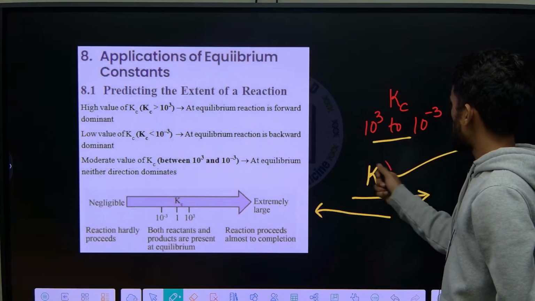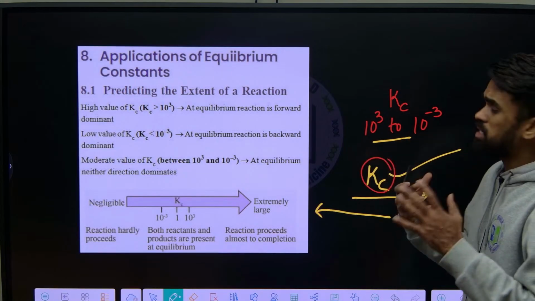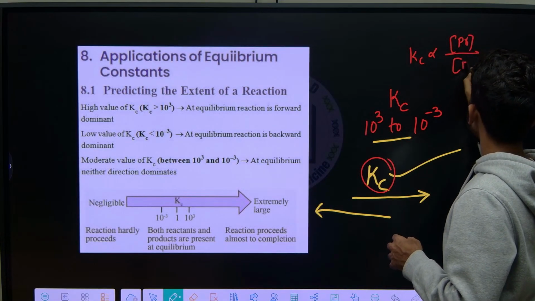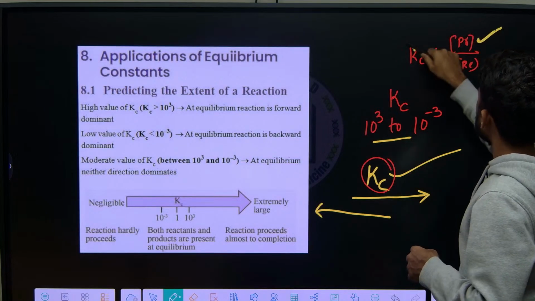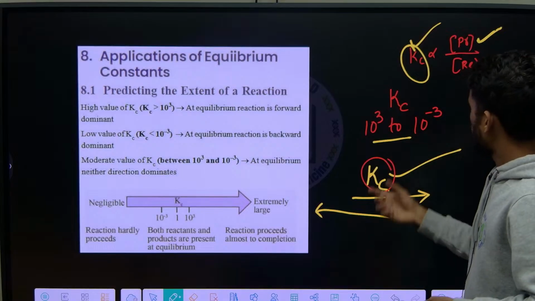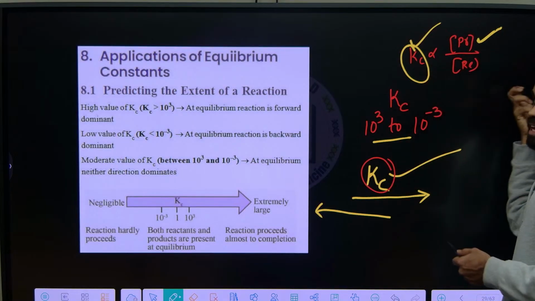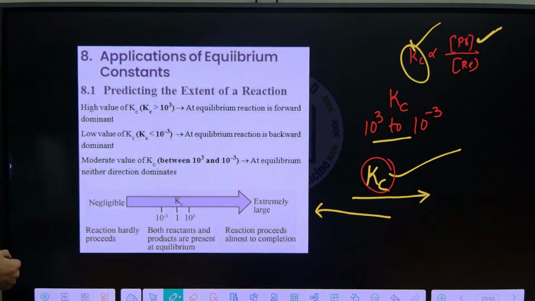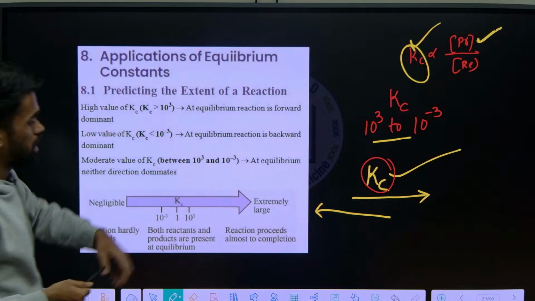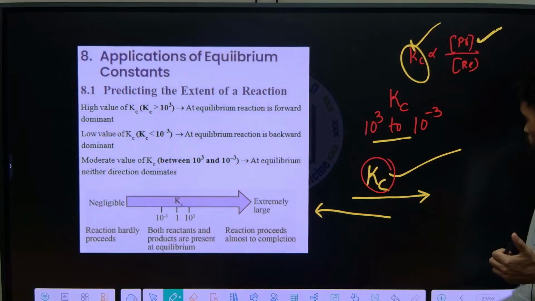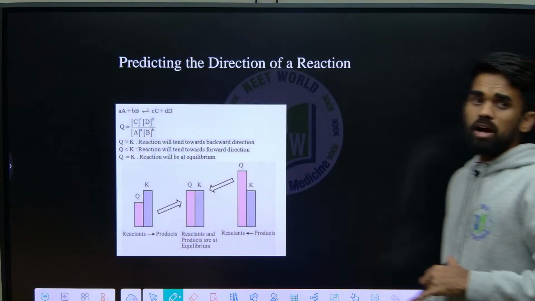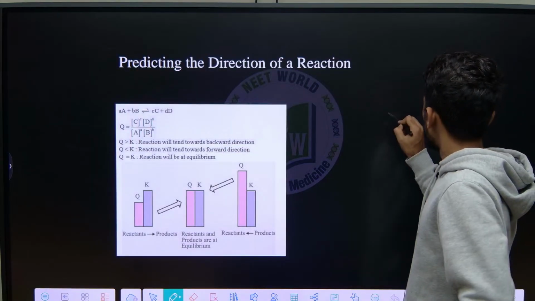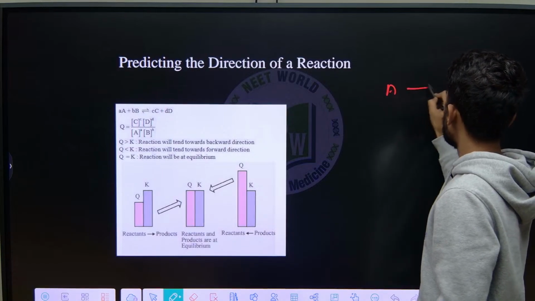See, why does a higher Kc value mean forward? Because we are writing Kc equals concentration of product by concentration of reactant. If the product value is greater, the Kc value will also be greater. That is it. The higher the Kc value, the greater is the forward direction for the given reaction. So this is again a little important discussion. These points are very important here. Next, how can we predict which direction the reaction is moving? See, I have an equilibrium reaction A to B.